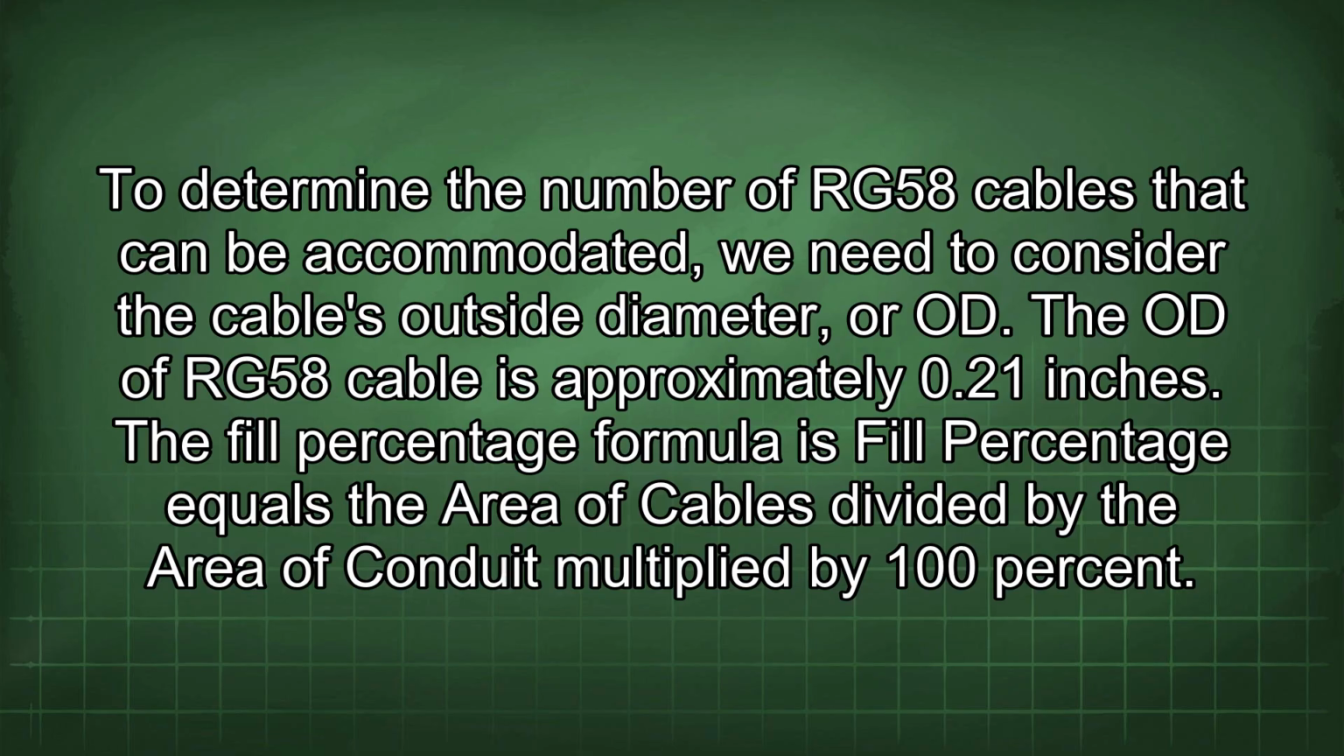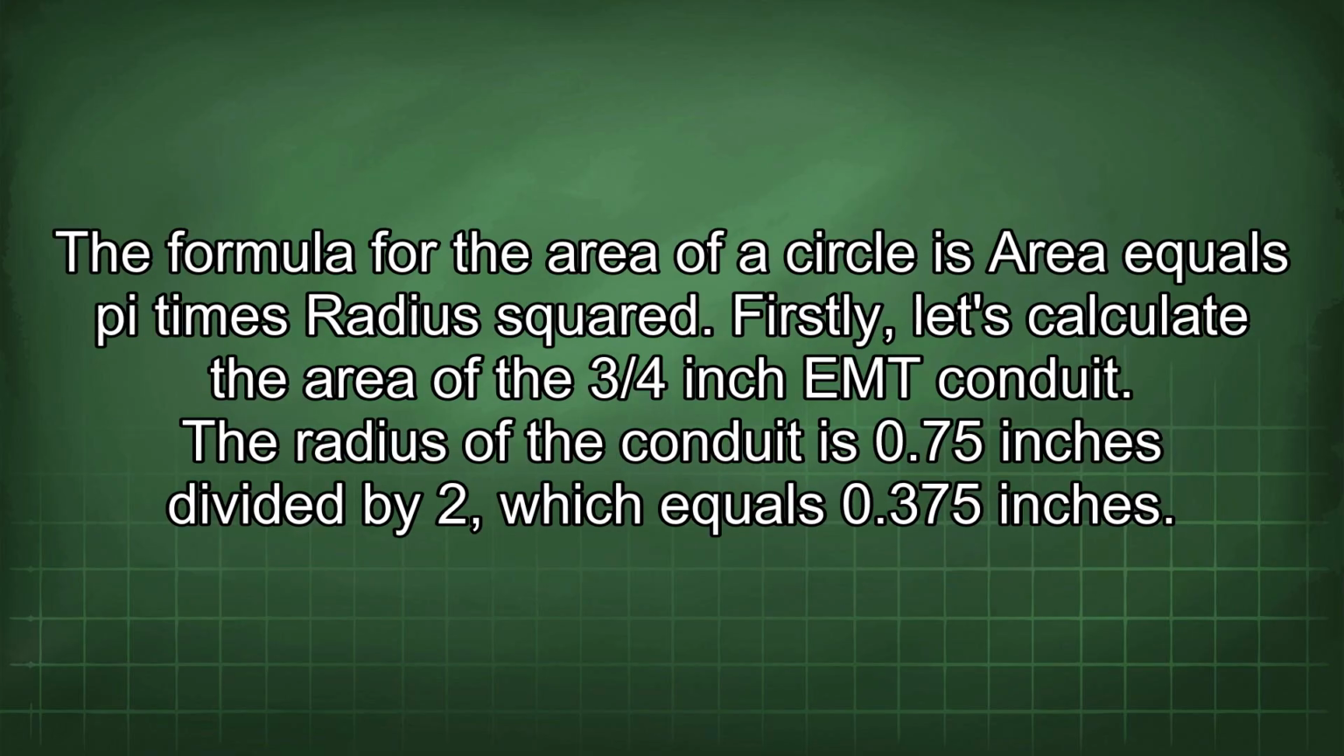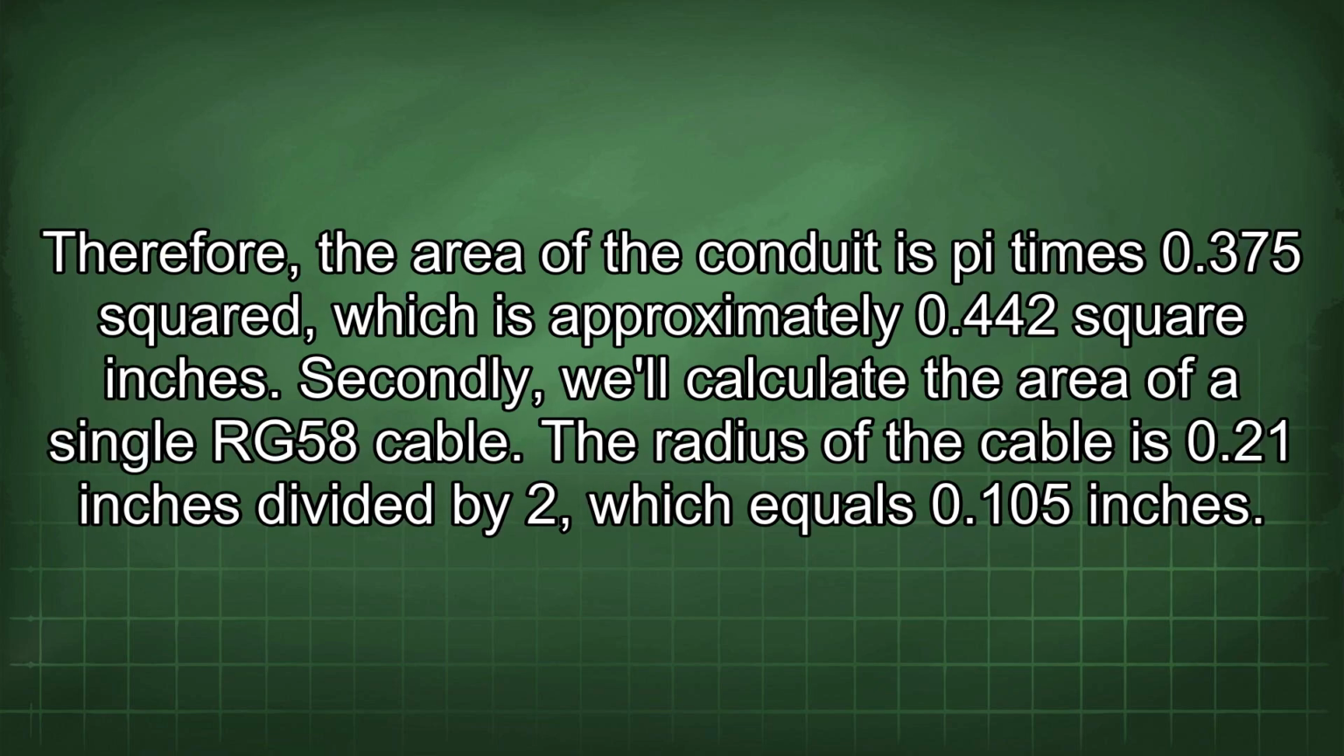The fill percentage formula is fill percentage equals the area of cables divided by the area of conduit multiplied by 100%. The formula for the area of a circle is area equals pi times radius squared. Firstly, let's calculate the area of the 3/4-inch EMT conduit. The radius of the conduit is 0.75 inches divided by 2, which equals 0.375 inches. Therefore, the area of the conduit is pi times 0.375 squared, which is approximately 0.442 square inches.